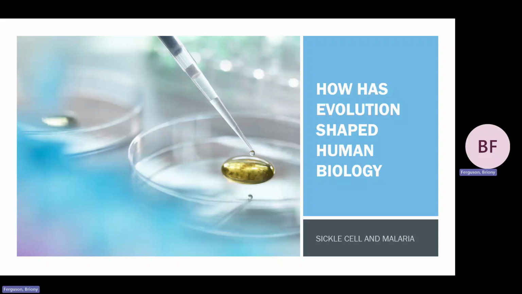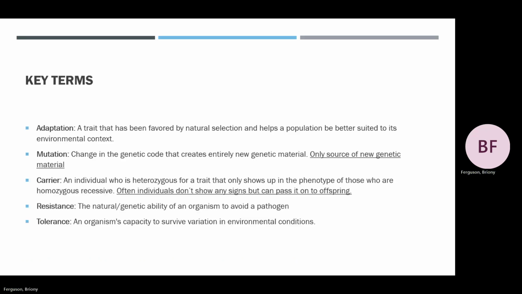We're going to talk about how evolution has shaped human biology, very specifically about sickle cell and malaria. So some key terms: adaptation is just a trait that's been favored by natural selection that helps populations be better suited to their environments. Mutation, which we've talked about before, is just a change in the genetic code that creates entirely new genetic material. Again, it is the only source of new genetic material. This is very important.